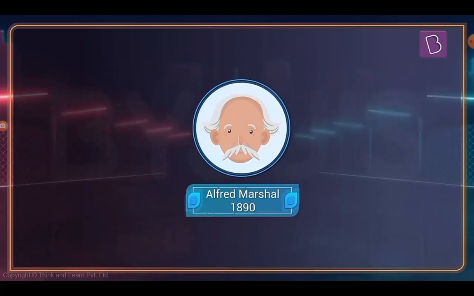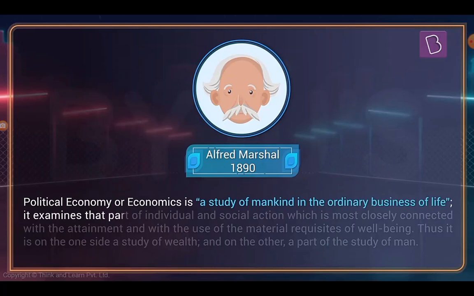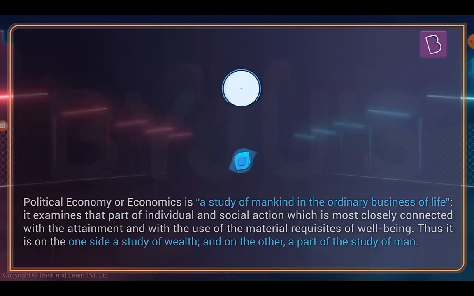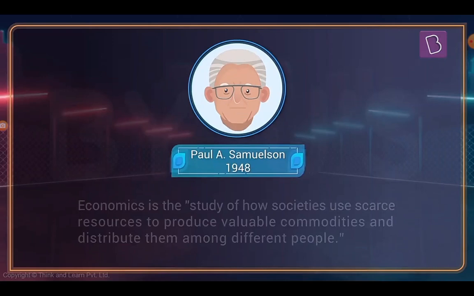Alfred Marshall in 1890 gave this definition. Political economy or economics is a study of mankind in the ordinary business of life. It examines that part of individual and social action which is most closely connected with the attainment and with the use of material requisites of well-being. Thus, it is on one side a study of wealth and on the other and more important side a part of the study of man.